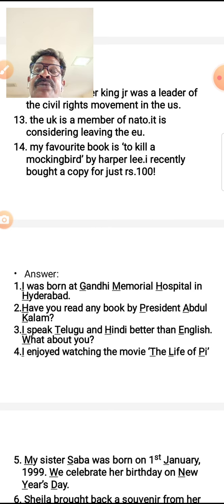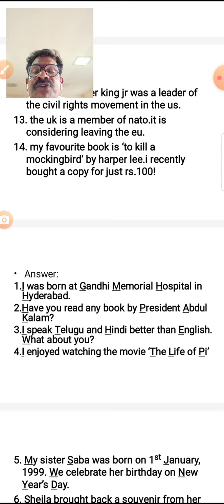Once again, the beginning of the sentence and a personal pronoun. Both rules relate here. I was born at Gandhi Memorial Hospital. Gandhi Memorial is a geographical area's name: G capital, Memorial M capital, Hospital H capital, and Hyderabad. Once again, place name, H is capital.